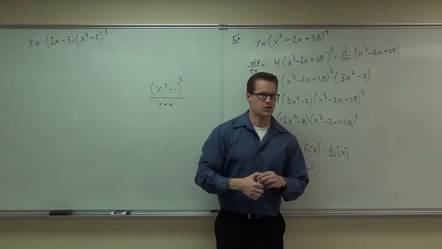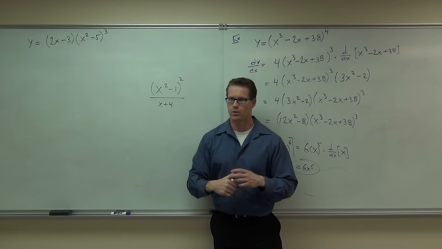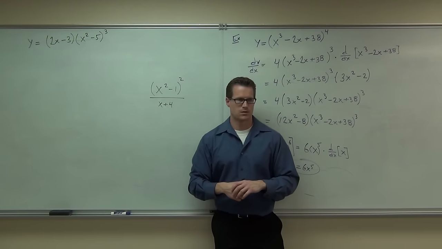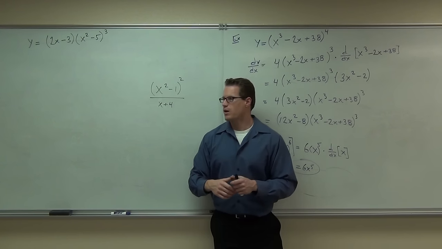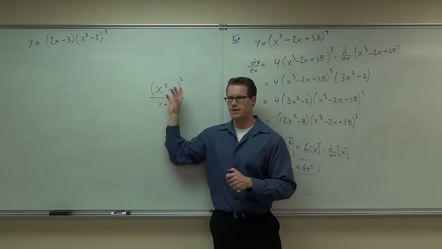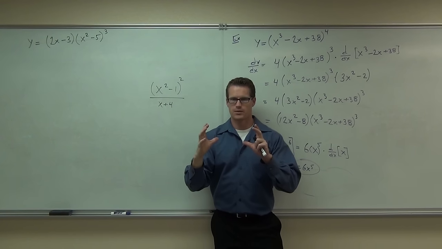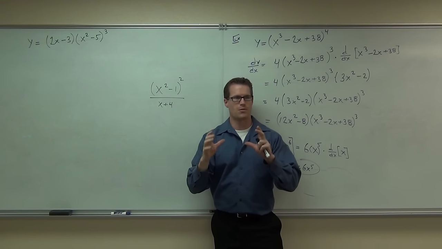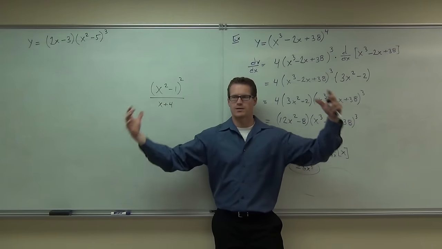Which one would come first, a general power rule or a quotient rule? What do you think? Definitely a, yeah. The general power rule is only applied to this little top part, right? It doesn't encompass the whole problem. The quotient rule encompasses the whole problem. That would come first. Work from the outside in.